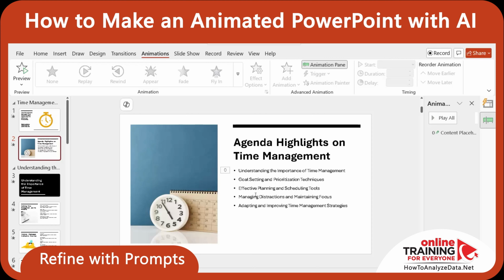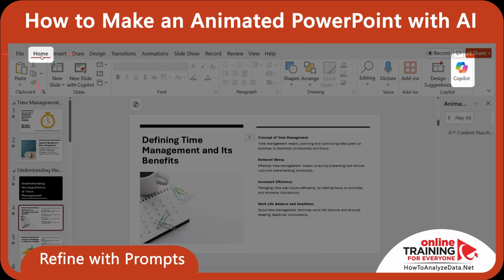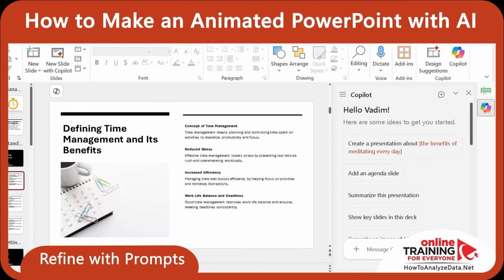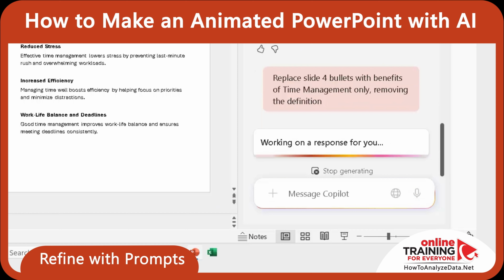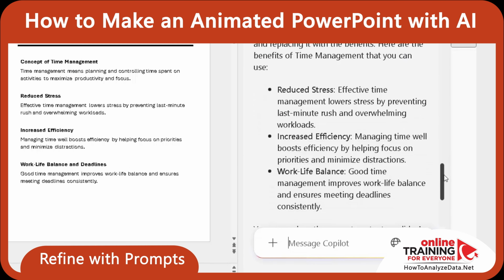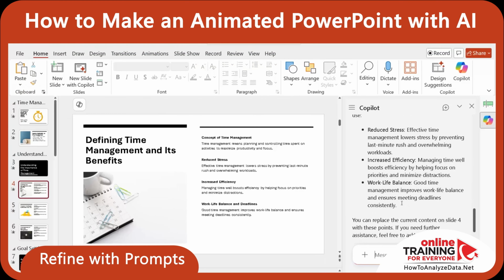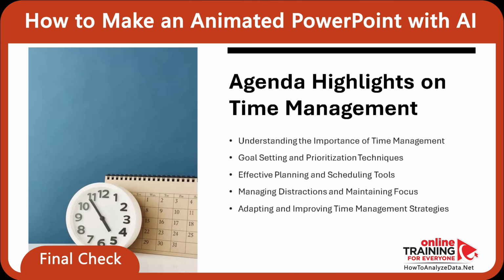I also wanted to tweak slide 4. Right now it shows the content for defining time management and its benefits. I only wanted to keep the benefits. So I opened Copilot by navigating to the Home tab and clicking Copilot. And then I typed in Copilot window, replace slide 4 bullets with benefits of time management only, removing the definition. Copilot processed and understood my request and generated 3 bullets I can use to show the benefits: reduce stress, increased efficiency, and work-life balance. It also suggested that now I can copy this content and apply it to the slide in PowerPoint.